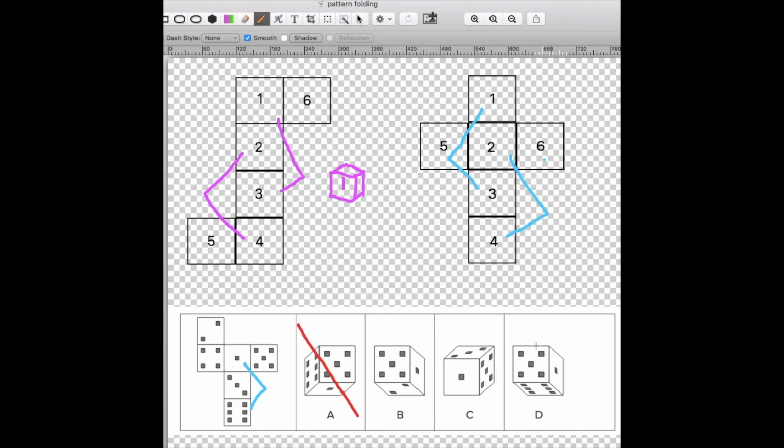Then I'll go down the line and see if there's anyone else. In B, I see a 1 here, but I don't know where the 6 is, so I cannot eliminate B. In C, I have a 1, but I don't see the 6, so that could potentially be the correct answer. And in D, I have 1 and 6 touching. But once again, they should never be able to touch. They are on opposite sides no matter how I turn the cube around, so I can eliminate answer choice D. And just like that, within a few seconds, I was able to eliminate 50% of the answer choices. So that's awesome.